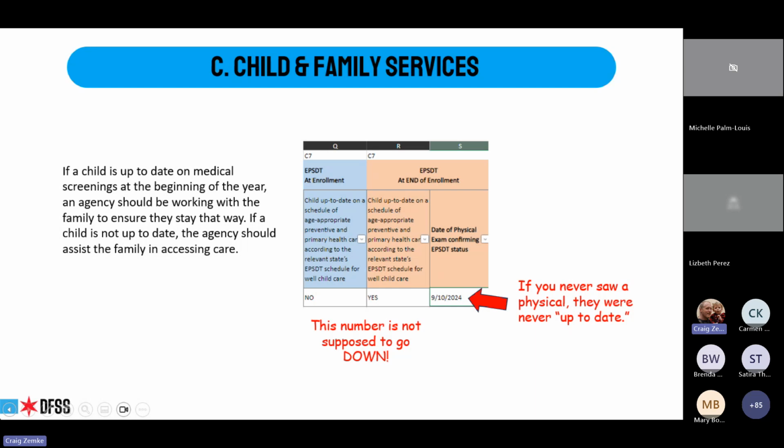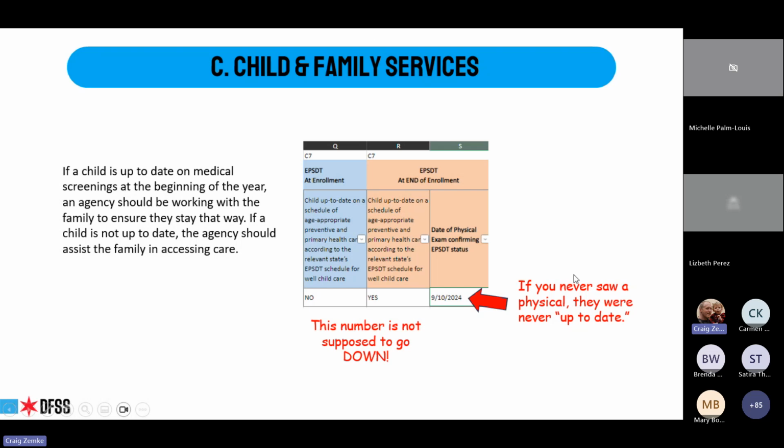So a lot of people don't have blood work, for example, or they don't have an anemia screening, or they have some specific thing that's out of date. So you need to note that, make the determination that they're not up to date, and then help them get screened.